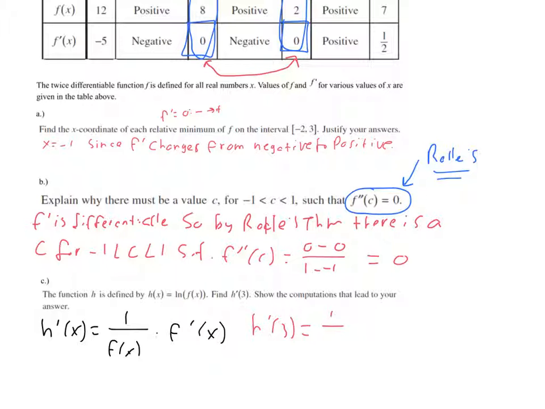f of 3 is 7 times what is the derivative at 3? The derivative at 3, so this is f prime of 3, and this was f of 3. We get 1 over 14.